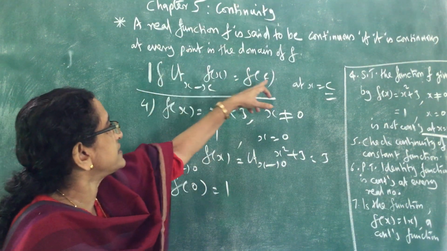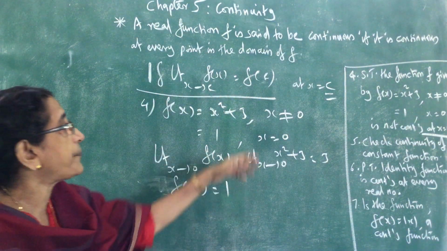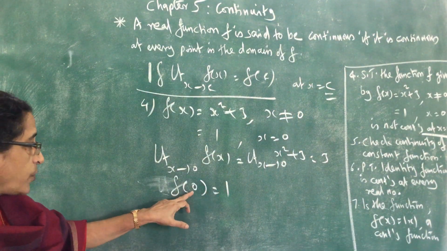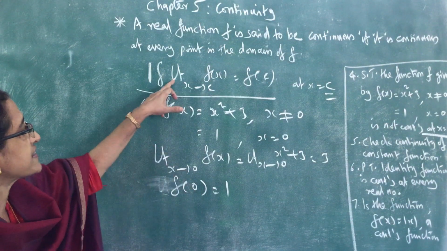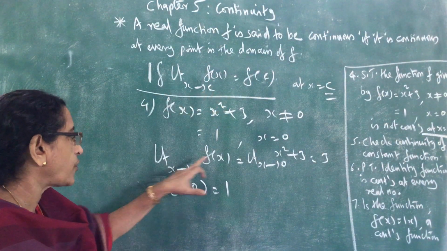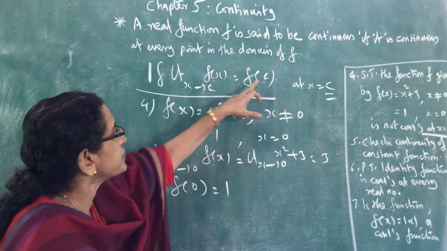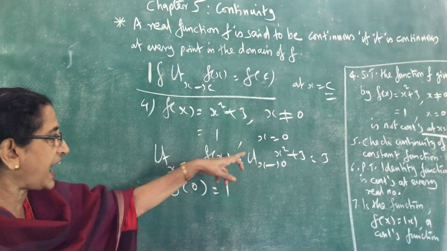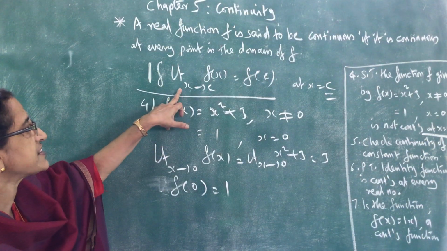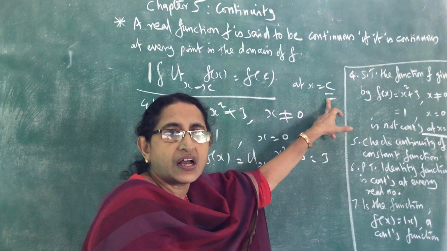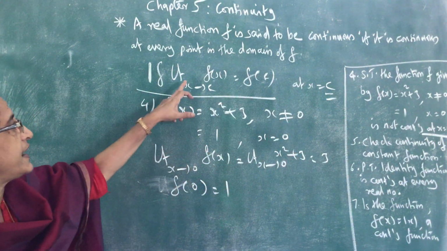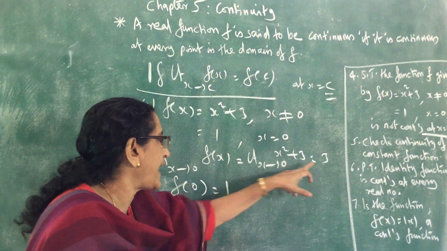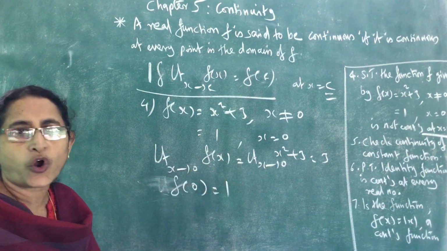See, this is the condition for continuity at the point x equal to c. So here we are checking the continuity at x equal to 0. So we got limit x tends to 0 f of x, we got 3. And f of 0 we got 1. They are not equal. If they are equal, we say the function is continuous at x equal to c. So since they are not equal, LHS equal to 3 and RHS equal to 1. Both are not equal.